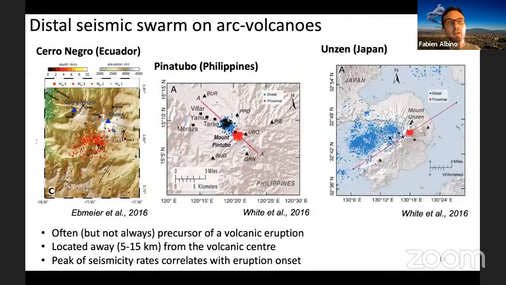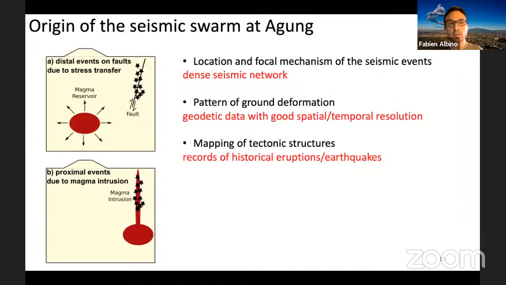This is interesting because this distal seismic swarm is something we see at other arc volcanoes. We see it here at Pinatubo, Unzen, or Cerro Negro, where it is often, but not always, a precursor of volcanic eruption. The peak seismicity generally correlates with the eruption onset, but that was not the case, for example, at Agung volcano. So the idea and the importance here was to know what caused this seismic swarm during the seismic crisis.